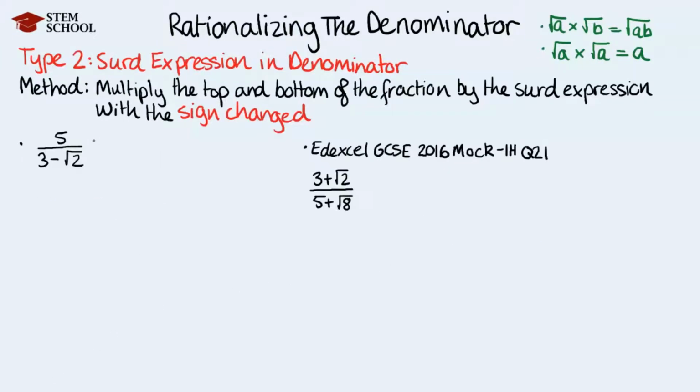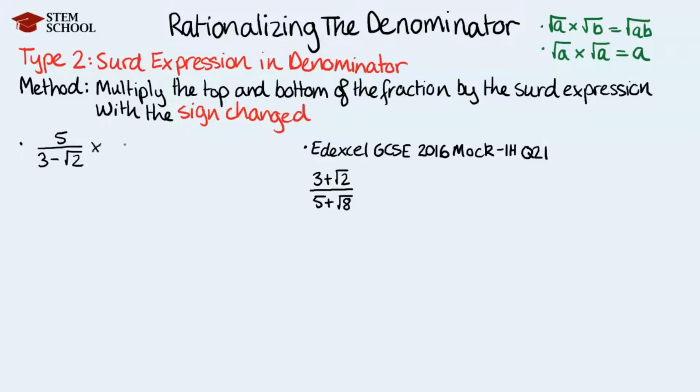And finally, we'll do some questions on the type 2, when there's a surd expression in the denominator. And very similar to before, to rationalise this, we have to multiply the top and bottom of the fraction by the surd expression. But here you just need to remember that you need to change the signs. Okay, so let's have a go at this question. We have 5 all over 3 minus root 2.